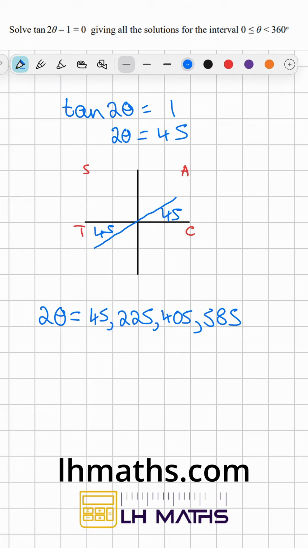And if we divide all these values by 2, therefore we will get theta is equal to 45 divided by 2 is 22.5. 225 divided by 2 is 112.5. 405 divided by 2 is 202.5. And last but not least, 585 divided by 2 is 292.5.